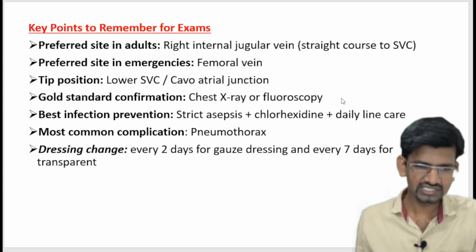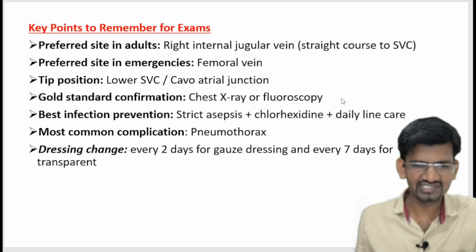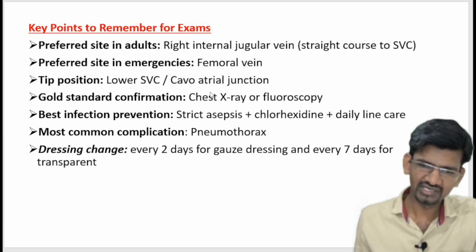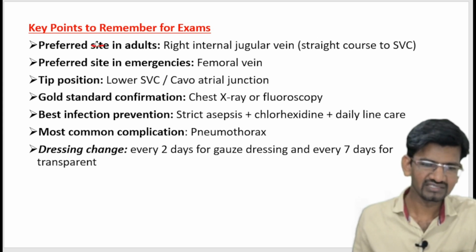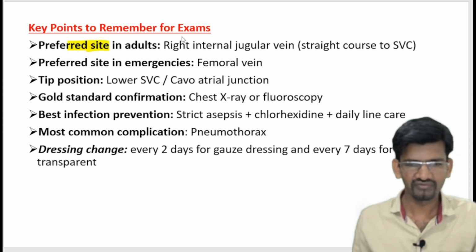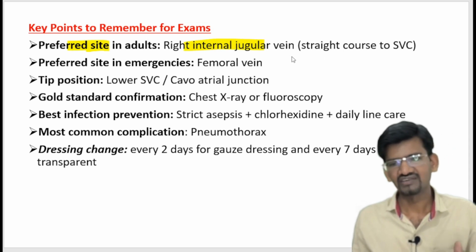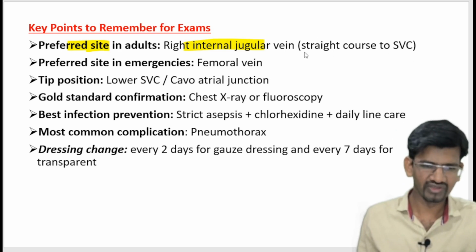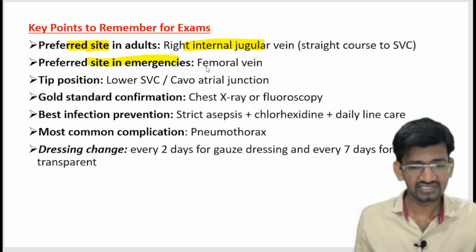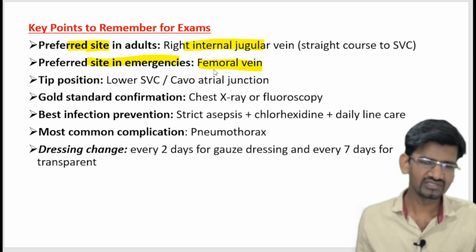So at the last, what points do you have to remember for the exams? That whole concept I have discussed here, but these points you must remember. See here, the preferred site in adults is the jugular vein. Preferred site is the right internal jugular vein, because it is quite straight and reaches the superior vena cava. Then the preferred site in the case of an emergency, that I have told, is the femoral vein. This very commonly gets infection, so it is not commonly used. Only in the case of emergency do we use this femoral vein.